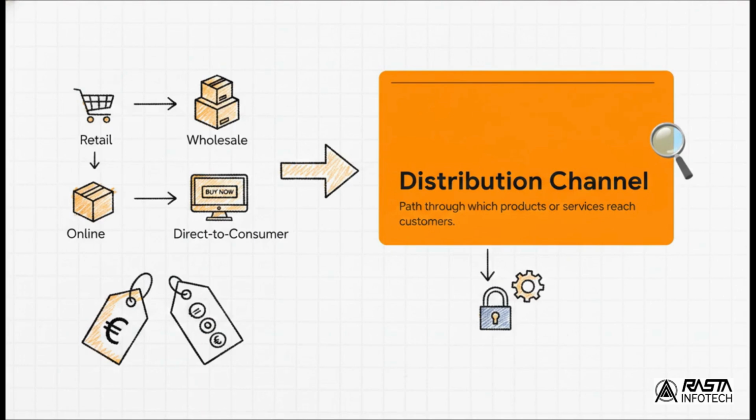Okay, so the second pillar is the distribution channel. This represents the physical or digital path through which your products or services actually reach your customers. We're talking typical examples here, like retail, wholesale, or online direct-to-consumer sales. Now, what's really interesting about this is how it solves a massive, real-world problem.